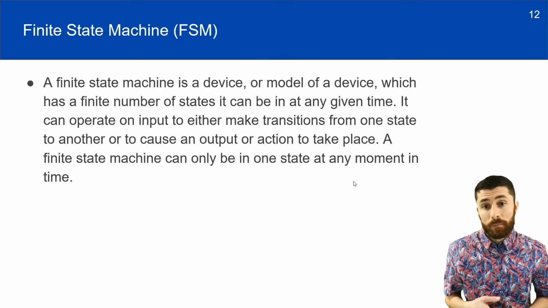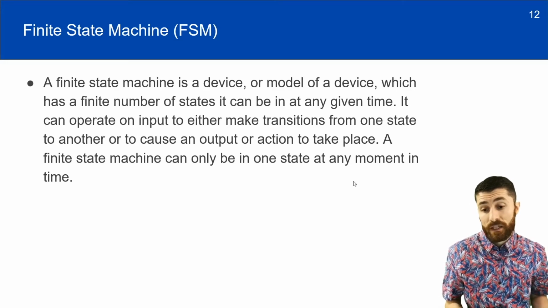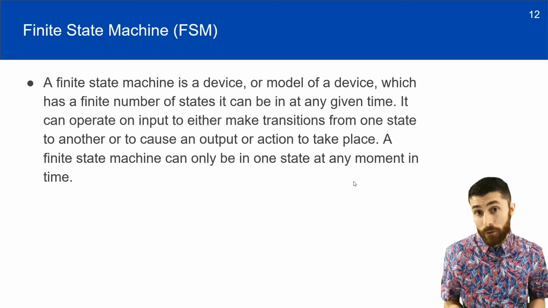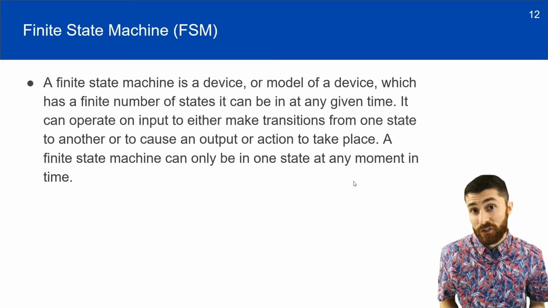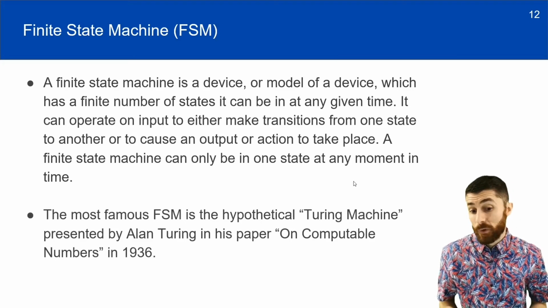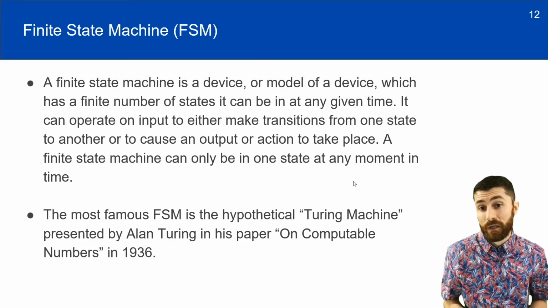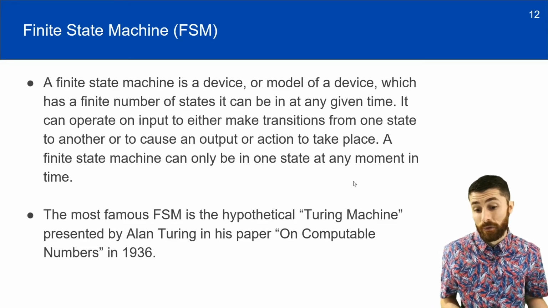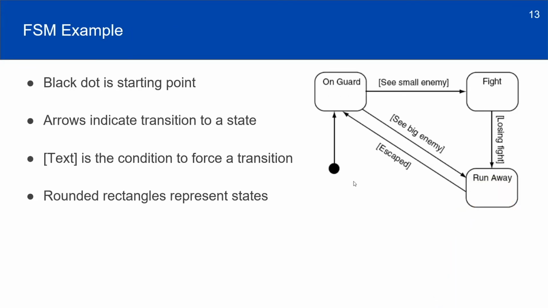And that's probably the biggest thing that we'll see going through these further slides, is that a finite state machine can only ever be in one state at a time. That's its biggest advantage and also its biggest disadvantage. The most famous finite state machine is the hypothetical Turing machine presented by Alan Turing in his paper on computable numbers in 1936.